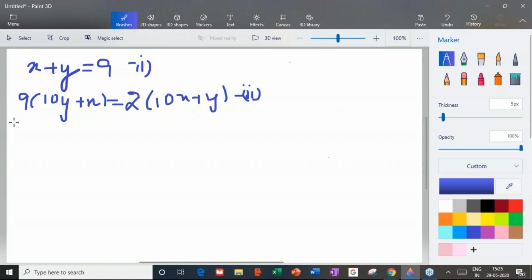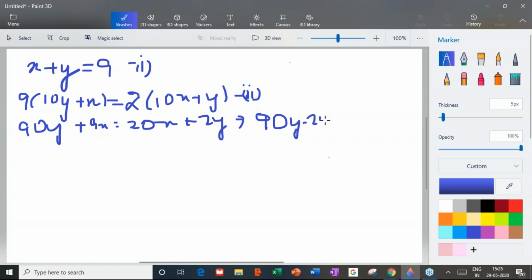So what will it give me? 90y plus 9x is equal to 20x plus 2y. So I'm going to take all the terms to the other side. So it will give me 90y minus 2y plus 9x minus 20x is equal to 0. Or I arrive at the equation 88y minus 11x is equal to 0. So this is my simplified equation, which I'm going to call the third.